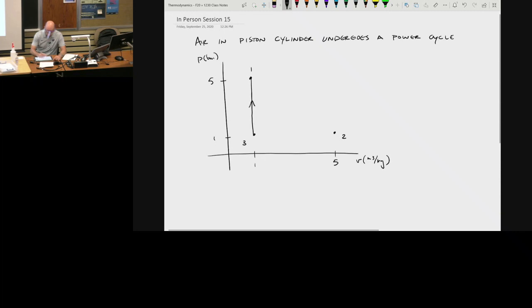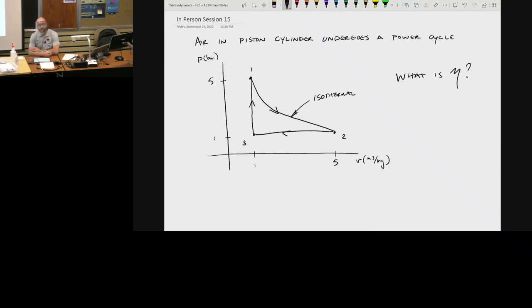and we're going this direction. Here we go, and we're told that this is isothermal. And the question is, what is the efficiency? And that's all we're given for the whole thing.